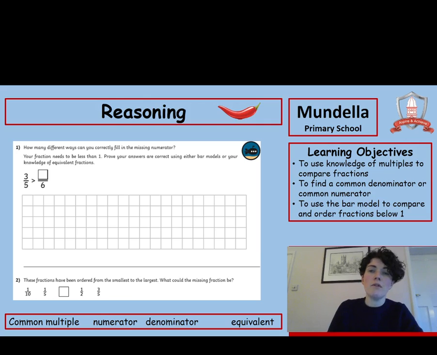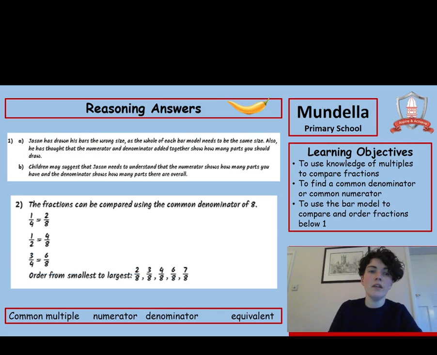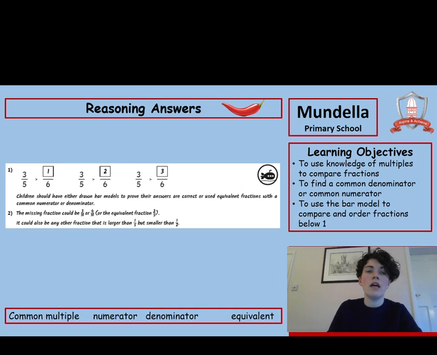Okay, everyone, I'm going to show the answers to the reasoning tasks in 3, 2, 1. There we are. So answers for green. Pause the video now to make your corrections. Answers for yellow. Pause the video now to make your corrections. And your answers for red. Pause the video now to make your corrections.